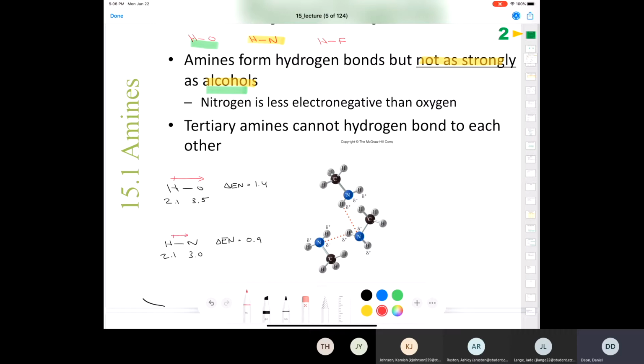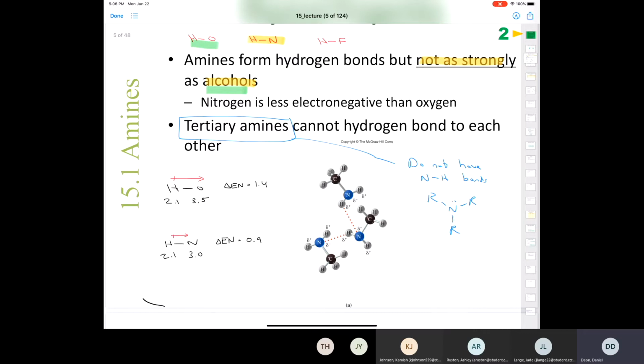And this is why primary and secondary amines, although they do have hydrogen bonding, their boiling points are not as high as those of analogous alcohols, and it's simply based on the electronegativity of the nitrogen atom. And then I also said that tertiary amines cannot hydrogen bond with each other. And why would that be? The reason why is because tertiary amines do not have N-H bonds. They have no nitrogen-hydrogen bonds, right? A tertiary amine has alkyl or aryl groups attached to the nitrogen. Okay, so that covers that.